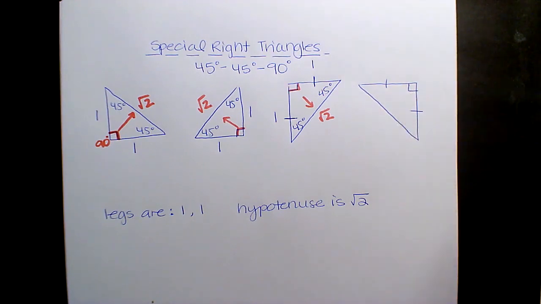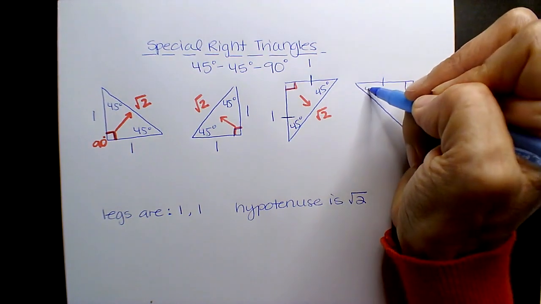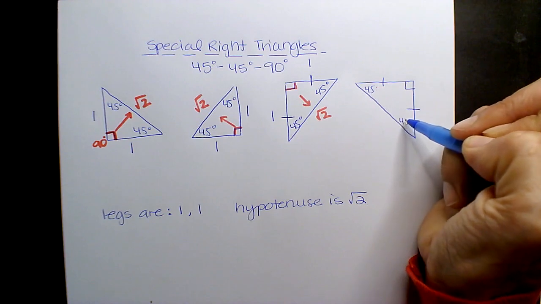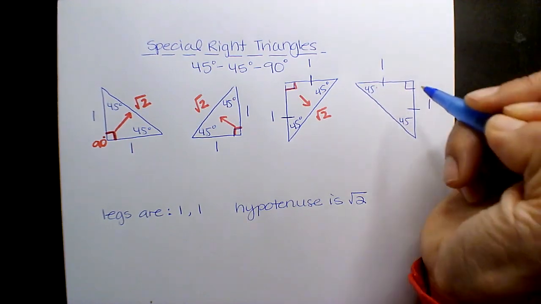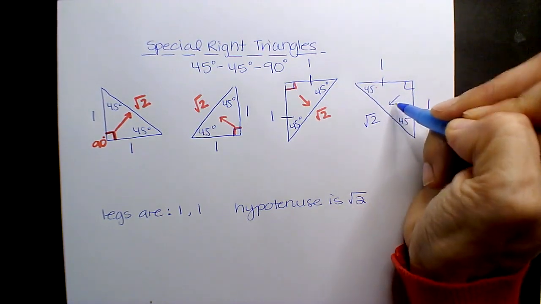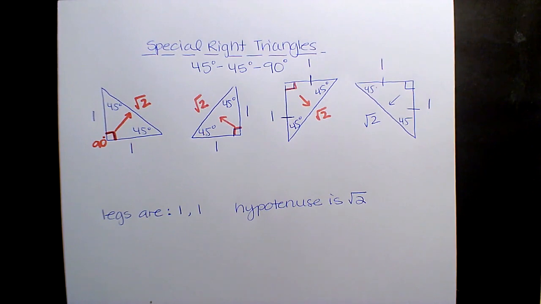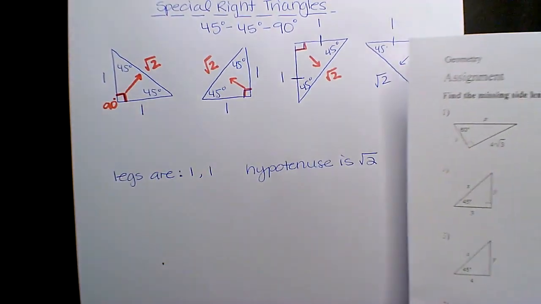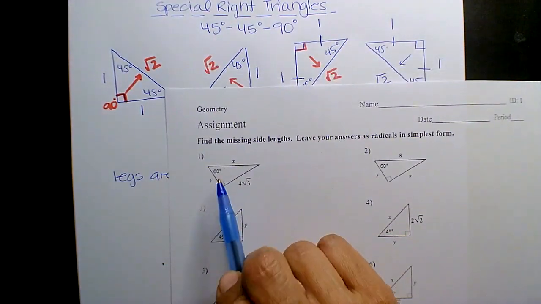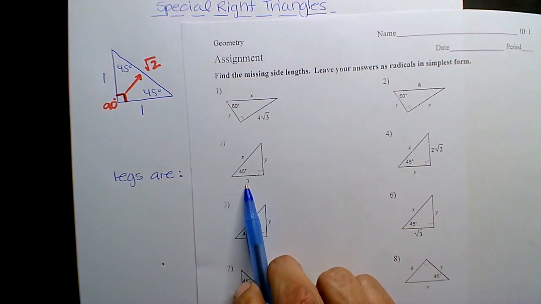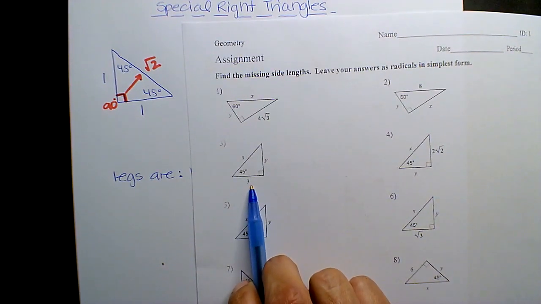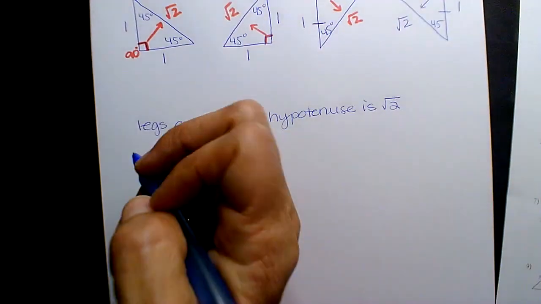Same here. You see tick marks. It's a 45, 45. My legs are 1, 1. My hypotenuse is rad 2. You got to know how to label. Fair? Okay, so how do we move forward solving a problem? Skip number 1 because that's a 60, and number 2, we're going to start with 3. So we're going to start with question 3.